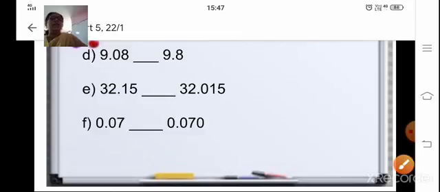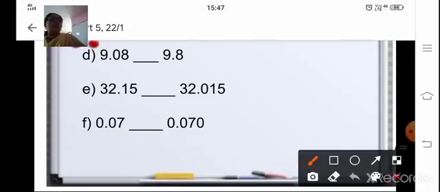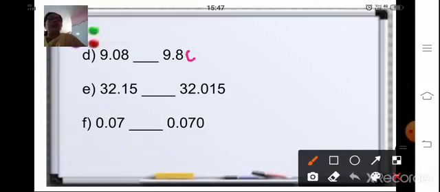Coming to the next sum, 9.08 and 9.8. To make it into like decimal, if we add a 0 here, this will become 9.80. As the integral number is same, we'll see the number in the 10th place. Here it is 0 and here it is 8. So which number is greater? The second number. Okay.